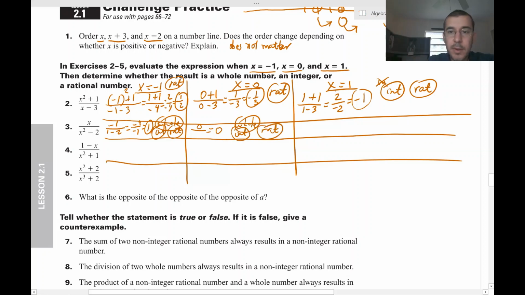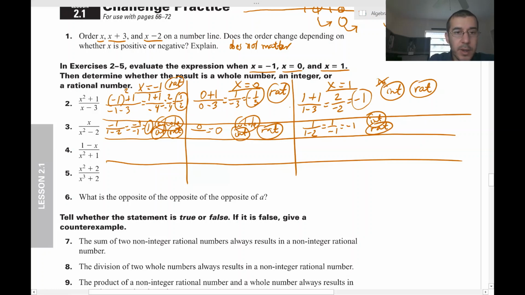Okay. When x is 1, we have 1 over, and then 1 squared is 1 times 1, 1 minus 2. This is 1 over, 1 minus 2 is minus 1, so this is minus 1. Is it a whole number? No. Is it an integer? Yes, it is an integer, and it is a rational number as well.